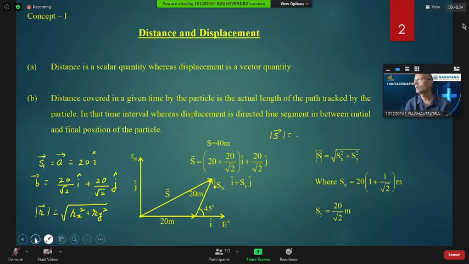Now, second example, suppose you are in Madhapur and you want to go to Secunderabad station. There are so many roads. Through any road you go, whatever will be the length of the road on which you will travel, that will give you distance covered by you. But displacement does not depend upon which road you have taken. Different roads you take, distances covered by you will be different. But whereas displacement is concerned, it only depends upon initial and final position of the particle.